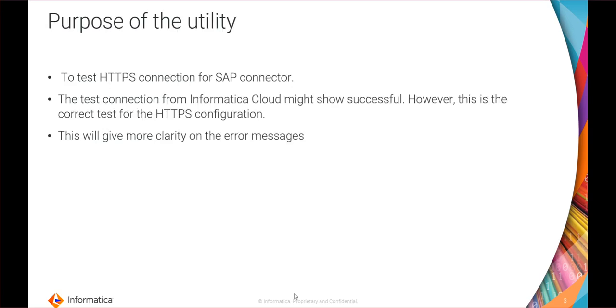So moving on to the purpose of the utility, it is to test an HTTPS connection for the SAP connector. We know there is a test connection option available in Informatica Cloud, but even if we do the test connection, it might show successful, but it is actually just testing whether the connection will be successful to reach the SAP system. It's not actually validating the certificates, so it's not validating the HTTPS connection properly. So this utility is to do that test, and in case we are getting any error during the runtime, it will give more clarity on the errors and we can get more info to correct it.